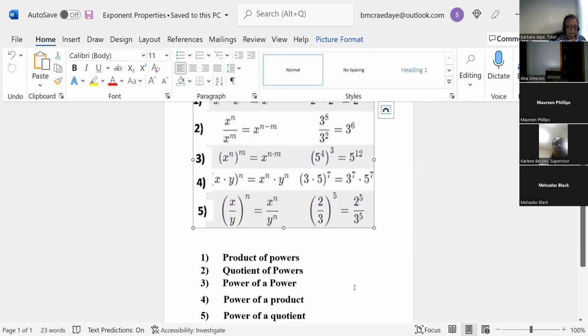And of course, 5 is a power of a quotient. That's quotient, division. x divided by y all raised to the n power is the same as numerator x to the n over denominator y to the n. And here are some numbers: 2/3 raised to the 5th power is the same as 2 to the 5th power over 3 to the 5th power.